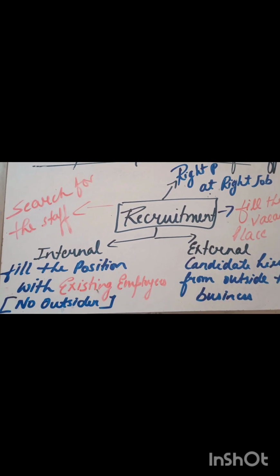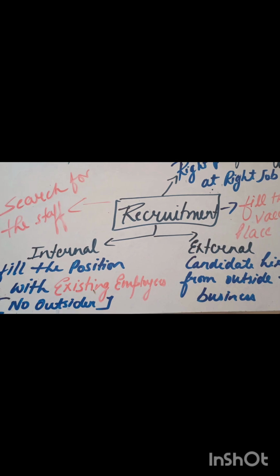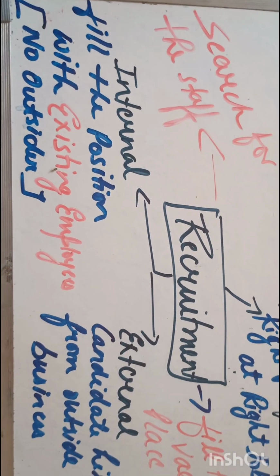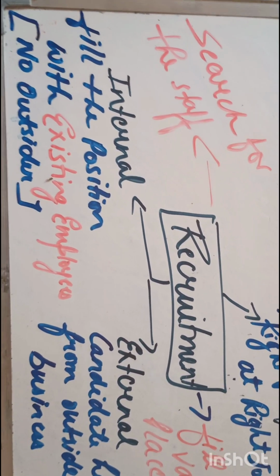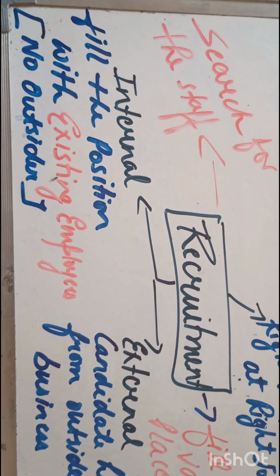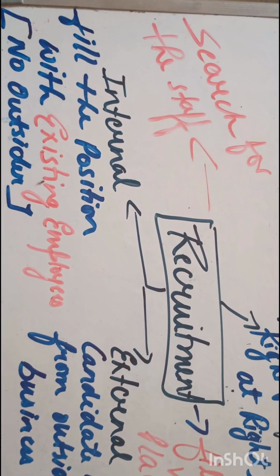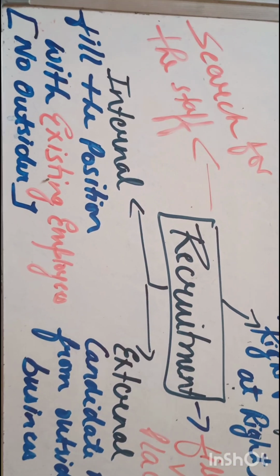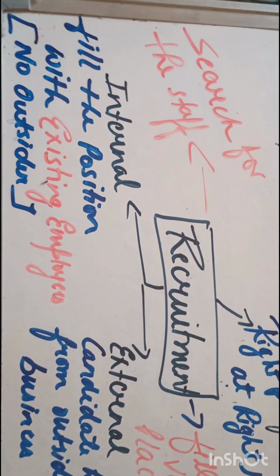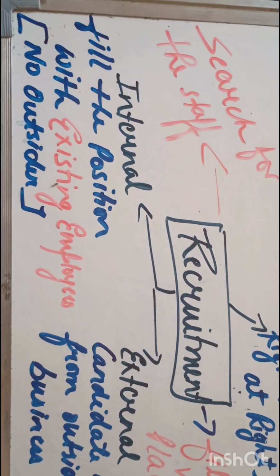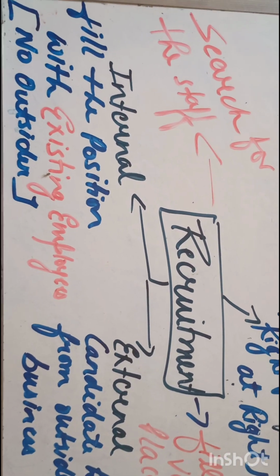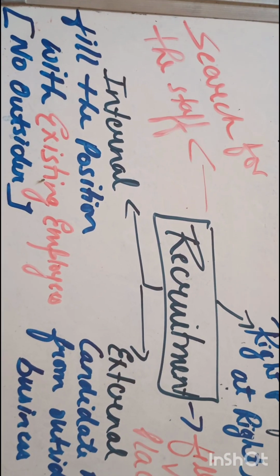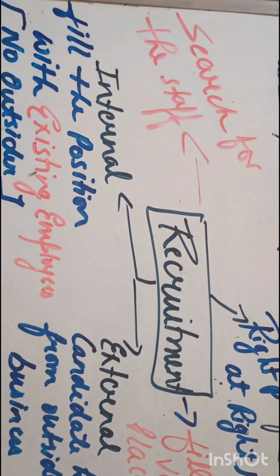There are two types of recruitment: internal recruitment and external recruitment. In internal recruitment, you'll recruit the employee from your own organization. You cannot hire a candidate from outside your business organization or institution. You can shift existing employees from one department to a second department. So there is internal recruitment in the organization, and no candidate from outside comes to your organization.